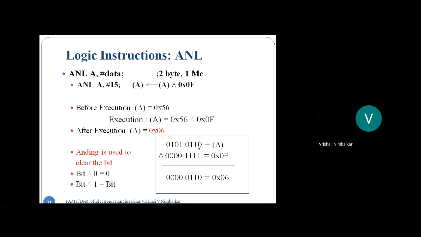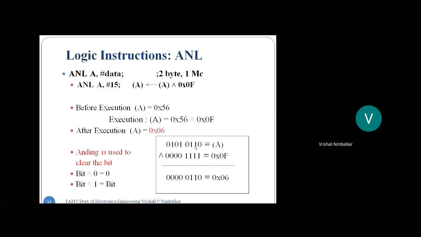So the data from the accumulator is ANDed. And if you remember the ANDing truth table, any number ANDed with 0, the answer is 0. ANDing is like multiplication, so anything multiplied by 0 is 0. Correct? And if you AND anything with 1, the answer is that same thing. Right? Meaning if you AND a bit with 1, the answer is the bit. And if you AND a bit with 0, the answer is 0.